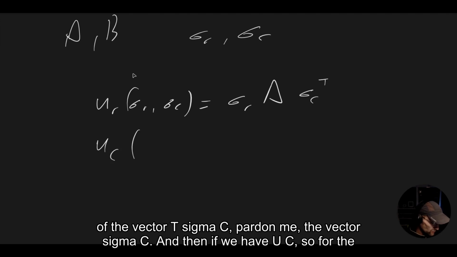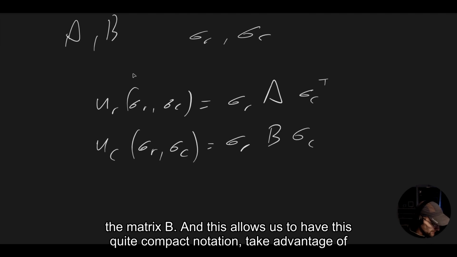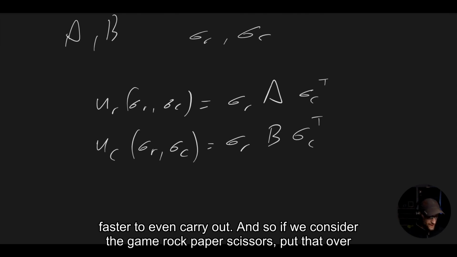And then if we have U C, so for the column player in the exact same situation, we have a very similar notation, except it's the matrix B. And this allows us to have this quite compact notation, take advantage of some linear algebraic tricks later on, and also sometimes the calculations can be a bit faster to even carry out.